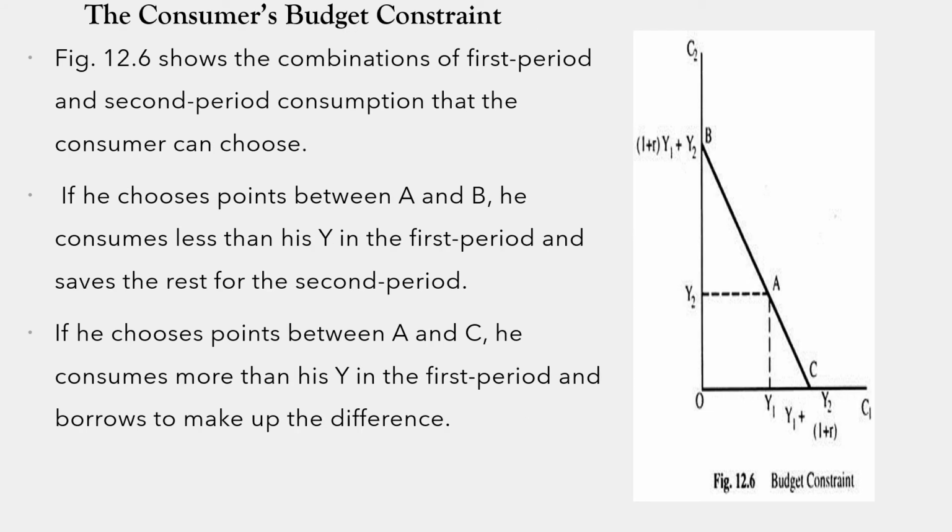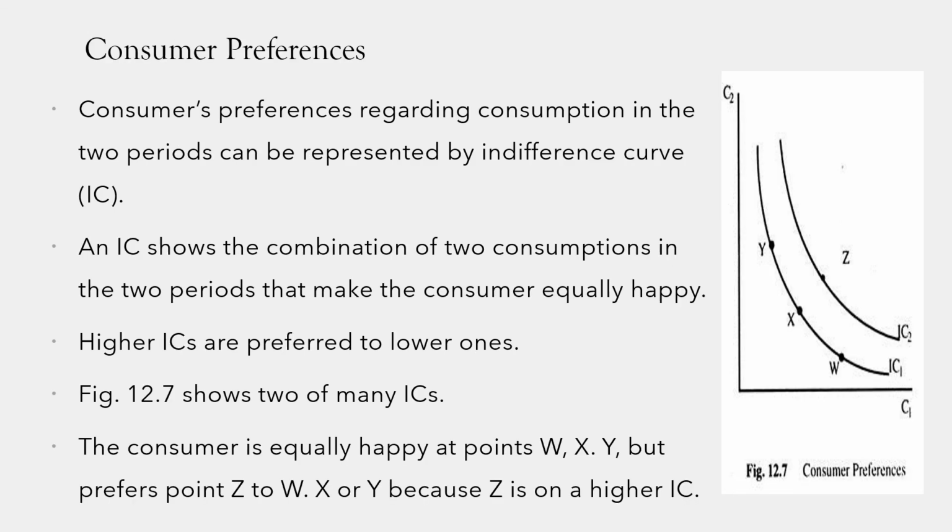If you look at the consumer's budget constraint, this is shown in the figure here. It shows the combinations of first period and second period consumption. That is, the consumer can choose between the first period and second period. If he chooses points between A and B, he consumes less than his income in the first period and saves that part for the second period. If he chooses points between A and C, he consumes more in the first period and borrows in the second period to make up the difference.